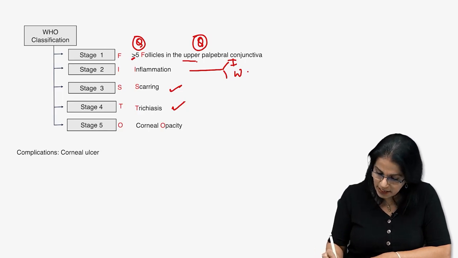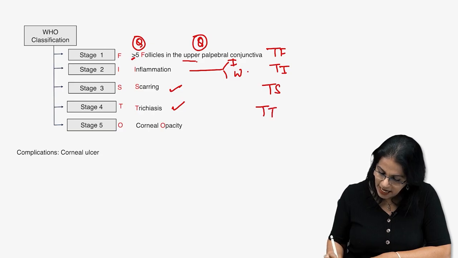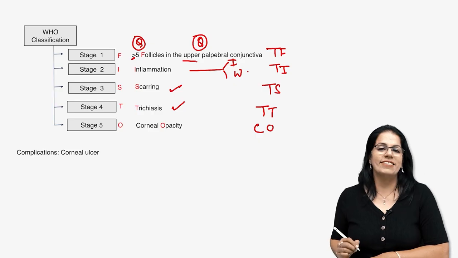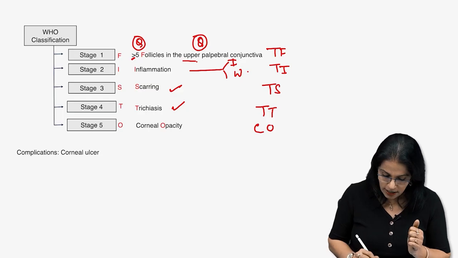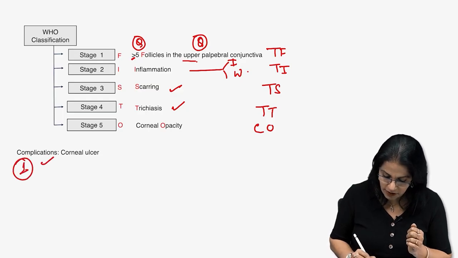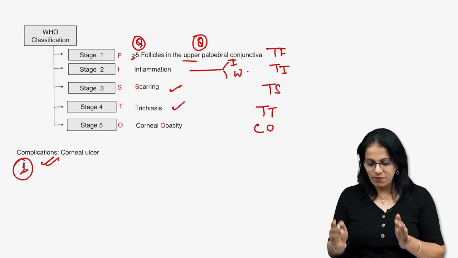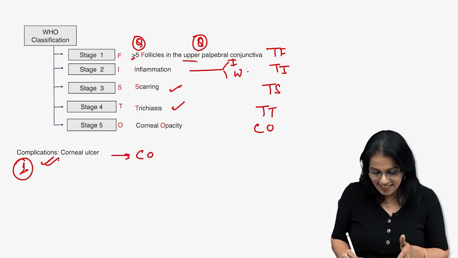This can be called TF stage, TF. This is TI, trachoma inflammation, TS, scarring, TT, trachoma trichiasis, and CO is corneal opacity. And we have just learned that corneal opacity is the complication of trachoma, corneal ulcer followed by corneal opacity. Clear? Okay, so we come to the next heading, and that is, write down ophthalmia neonatorum.